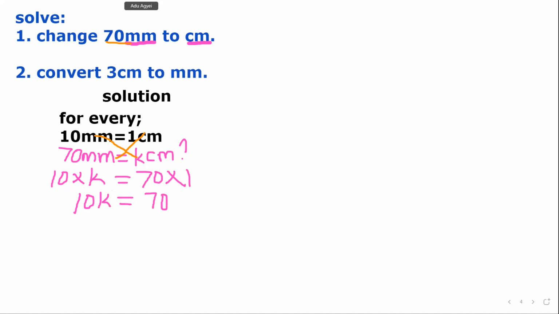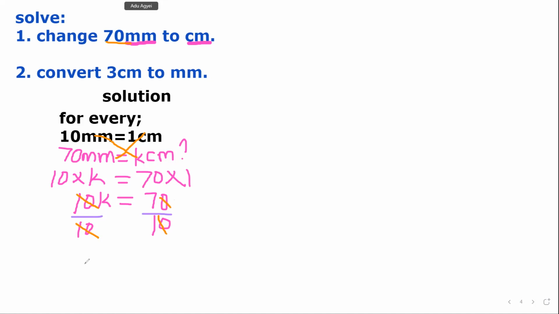But because you wanted to find the K, not 10K, you divide both sides by the number attached to the K. 10 is attached to the K, so you divide both sides by 10 so that K will be free. Now, this 10 attached to the K will cancel this one, and then the last digit of this side will also cancel this one too.